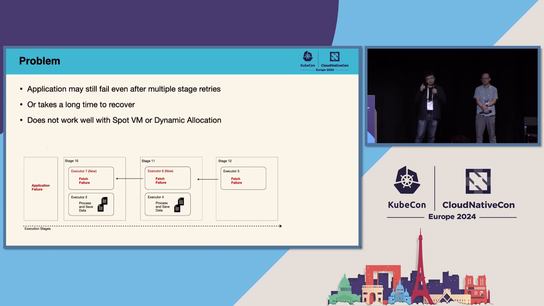This is really a trouble in the cloud. People like to use spot VMs because they are cheap and can save you cost. But the downside is they can be terminated by the cloud vendor at any time. If one is terminated, your Spark job will highly likely fail because all the shuffle data is lost. And Spark has a dynamic allocation feature. It will also kill your executors, so it may cause your application to fail as well.